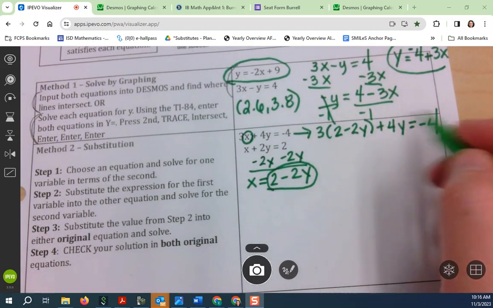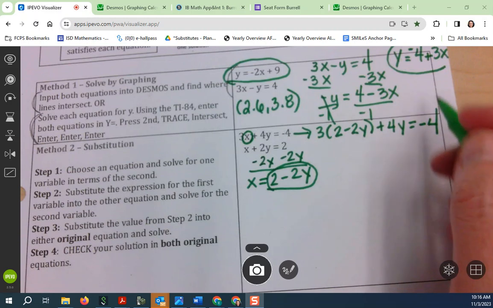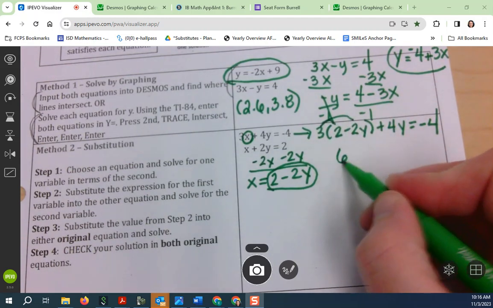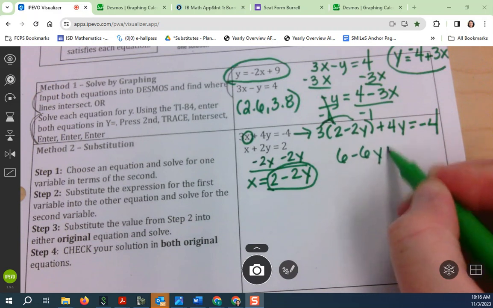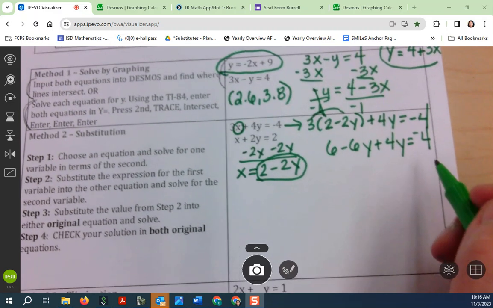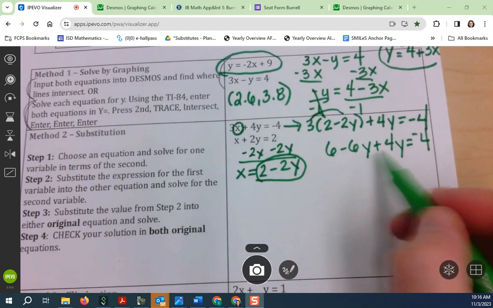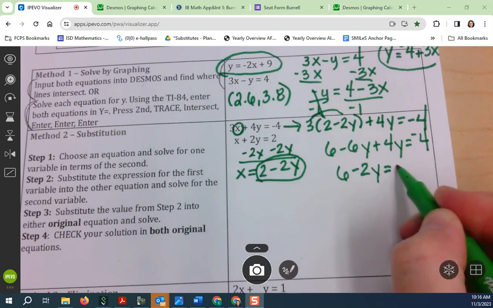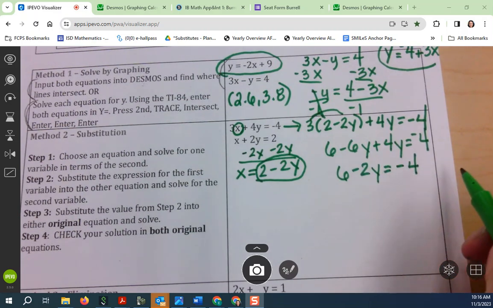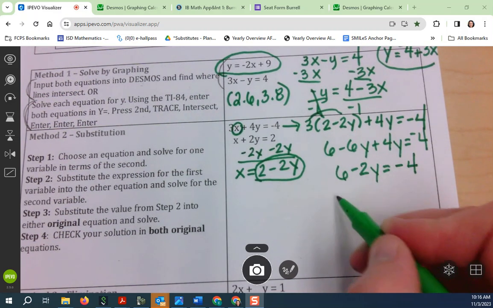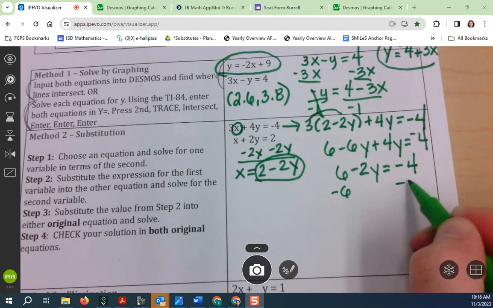I'm going to distribute, combine like terms, and solve for y. So we'll distribute the 3 first. 6 minus 6y plus 4y equals negative 4. I'll combine these two like terms, so I get 6 minus 2y equals negative 4. To get the y by itself, I have to get rid of this positive 6, so I subtract it.